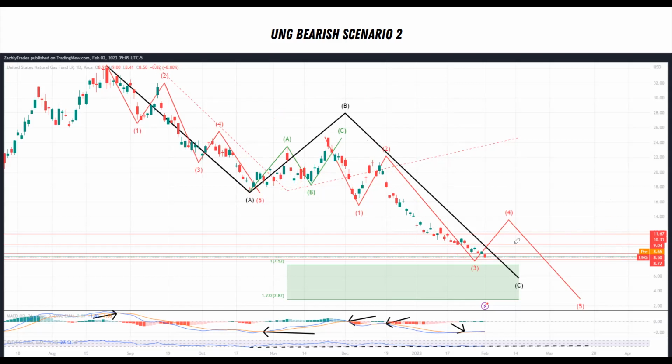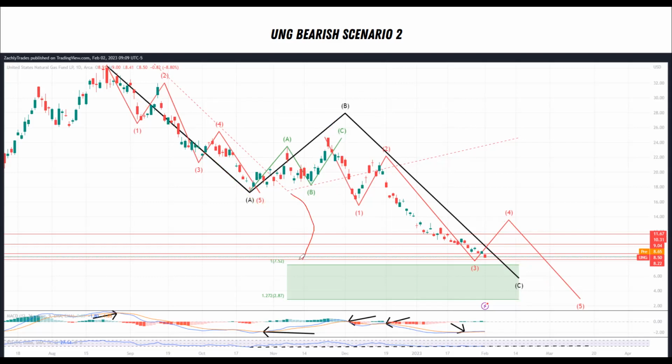And UNG is just collapsing even while everything was rallying yesterday after the FOMC meeting. UNG is still underperforming the market. So we may be getting some type of a bounce here around 8.22, right? We could get that little bit of a bounce, but your target for these, your wave C, is going to be the 1.0 extension of your wave 1 to wave 2, right here. So the AB extension.